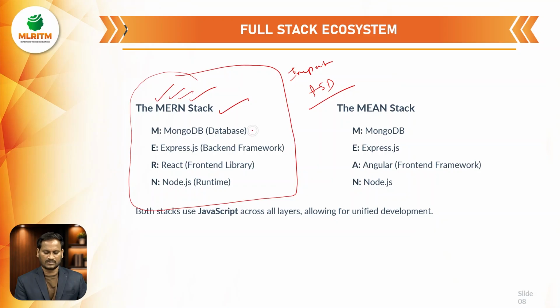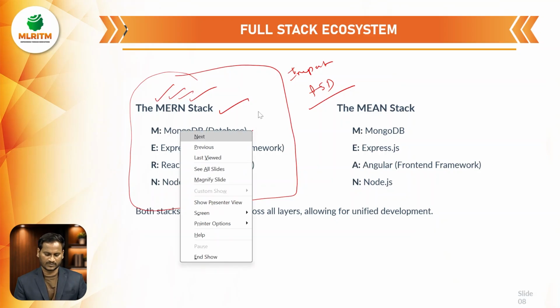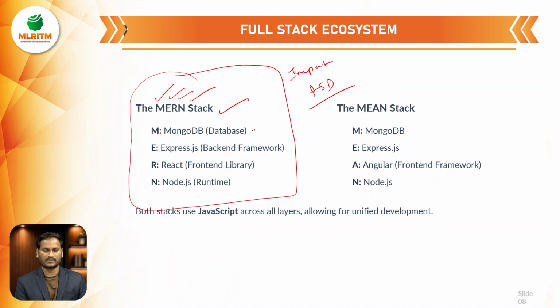MongoDB: what is MongoDB? I have told you, MongoDB is a database. Nowadays every company, all the banking, all the people are using MongoDB to store data. Express: what is Express? It is a framework. React is a front end library. Node.js is a runtime environment. So we will see Node.js first. We learn about Node.js. What is Node.js?